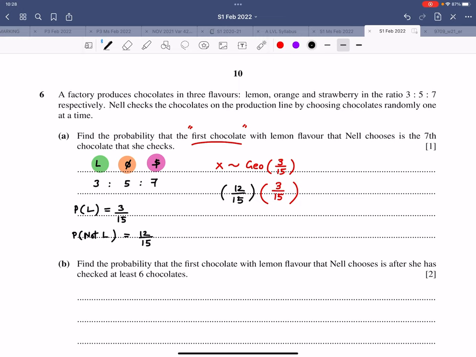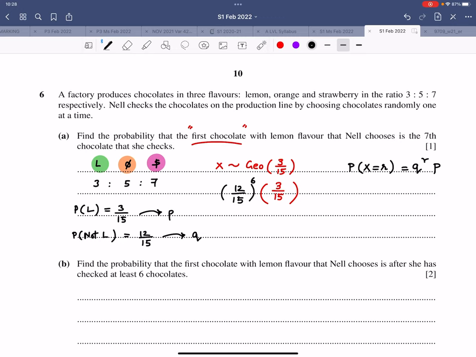If you want to use the formula, I can also teach you that. Probability X is equal to R, that is Q raised to power of R, P raised to power of 1. So this is your Q in this scenario and this is your P in this scenario. So that is the working for the first question. First question number 6, the first part.